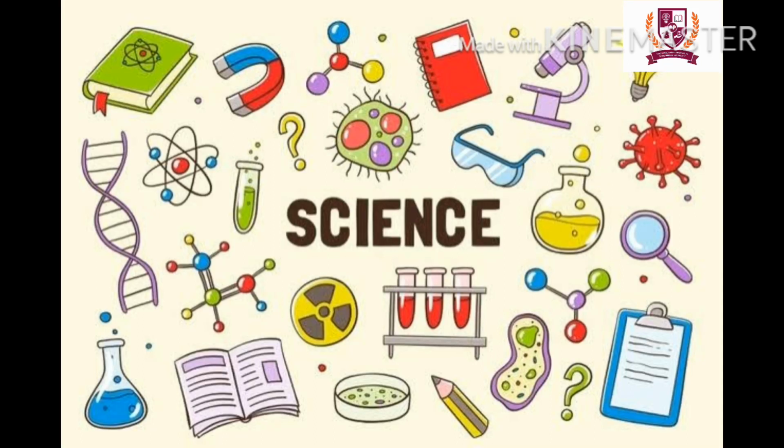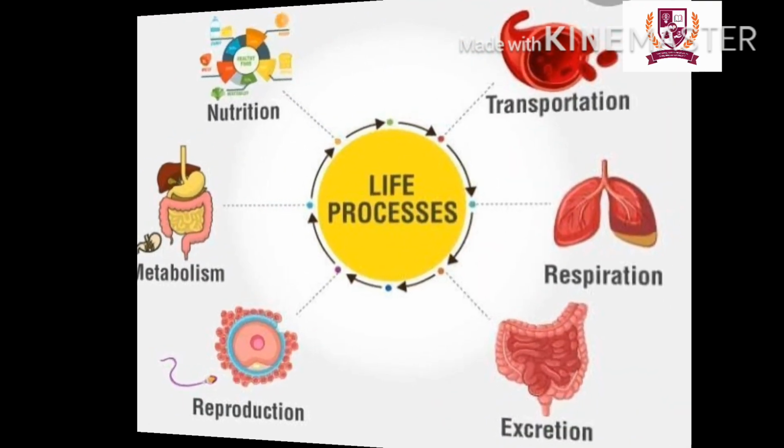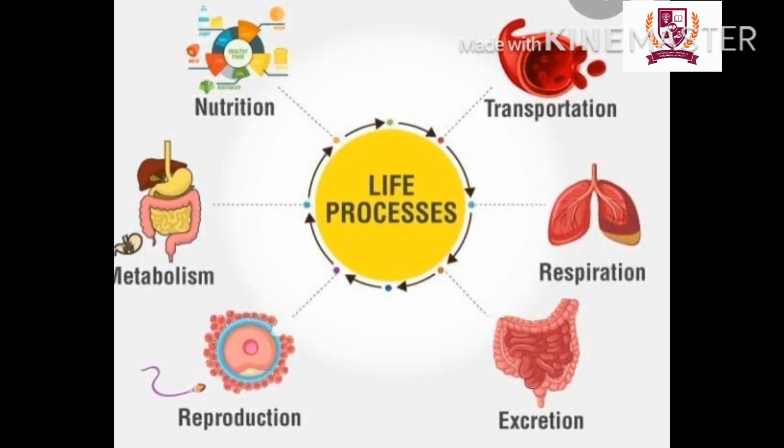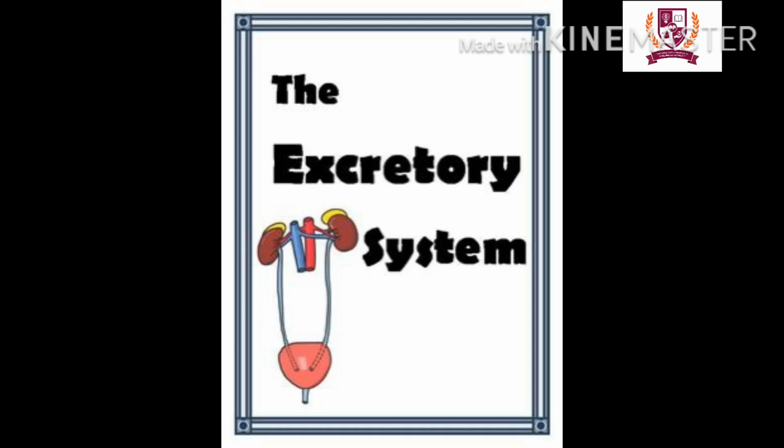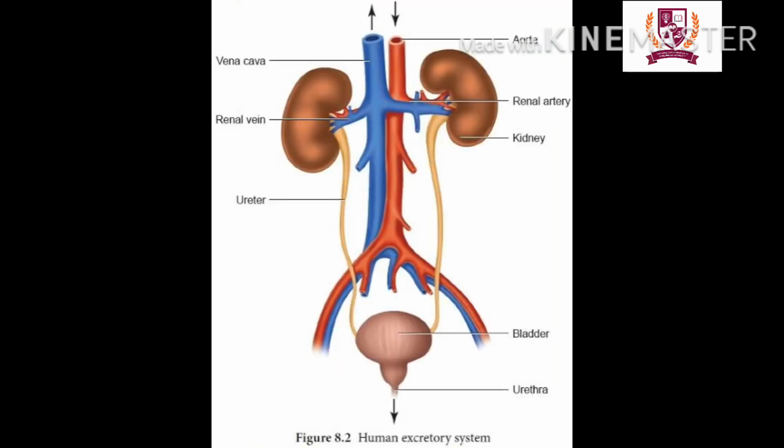Hello students, in today's science class, we are going to discuss one of the important topics under the chapter life processes. You have already learned that life processes are all those activities which an organism performs in order to survive. The different life processes in human beings are reproduction, metabolism, nutrition, transportation, respiration, and excretion. In this session, we are going to discuss in detail about the excretory system in human beings.